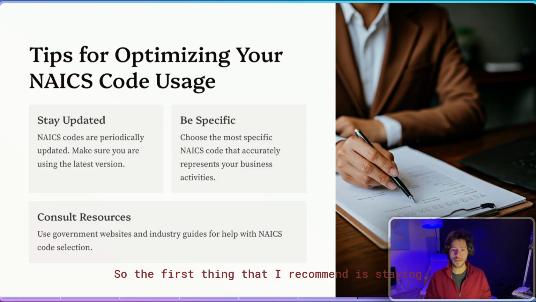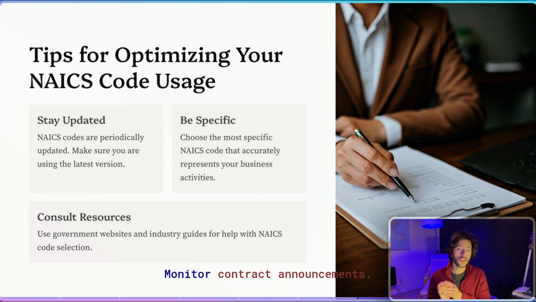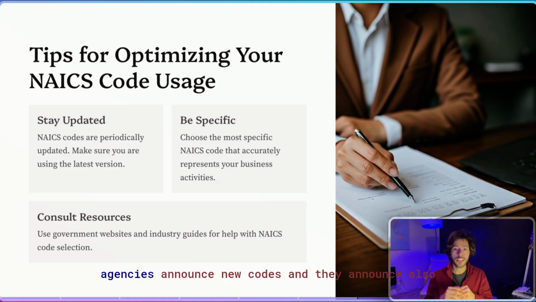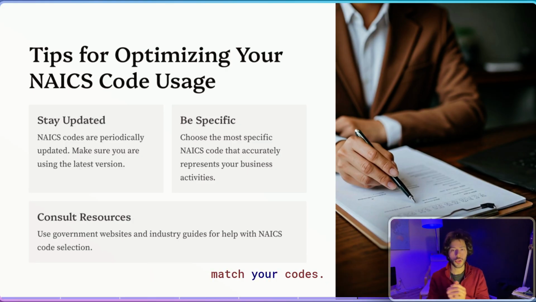The first thing that I recommend is staying relevant. Regularly review your NAICS codes to ensure they still match your main services. A lot of businesses start to pivot during their journey, so make sure while you're pivoting to choose the NAICS codes. Monitor contract announcements. Agencies announce new codes and they also announce their preferred NAICS codes for contracts, so keep an eye out all the time on the agencies and the NAICS codes that they're putting out to match your codes. And also your profile in SAM.gov, make sure it is always updated with the current and most relevant NAICS codes to you. And that's how contracting officers will find you as well.